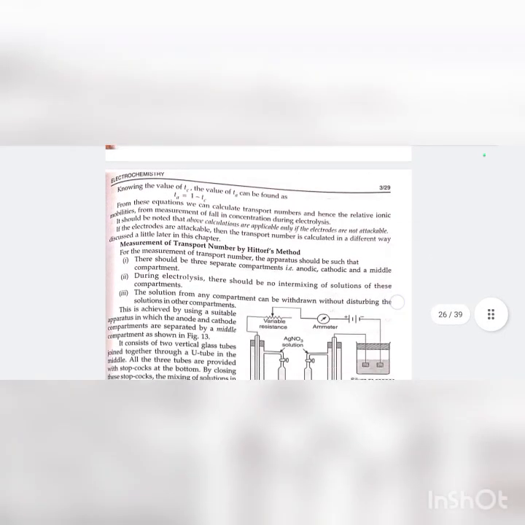Knowing the value of Tc, the value of Ta can be found as Ta is equal to 1 minus Tc. From this equation, we can calculate transport numbers and hence their relative ionic mobilities from measurement of fall in the concentration during electrolysis. It should be noted that the above calculations are applicable only when the electrodes are not attackable.